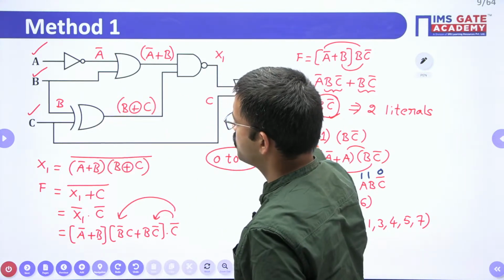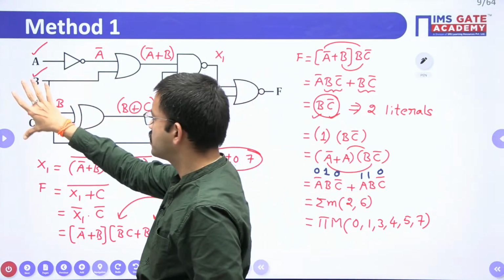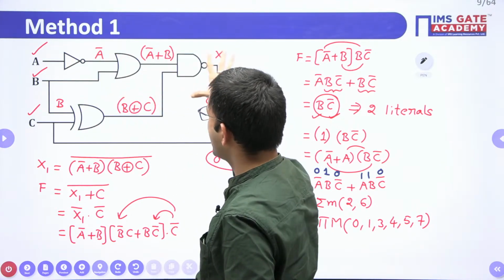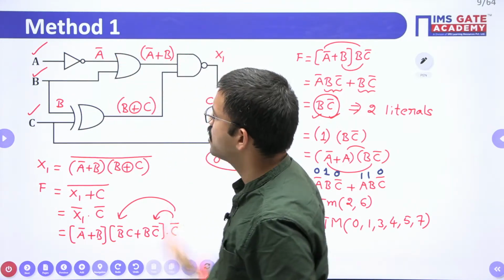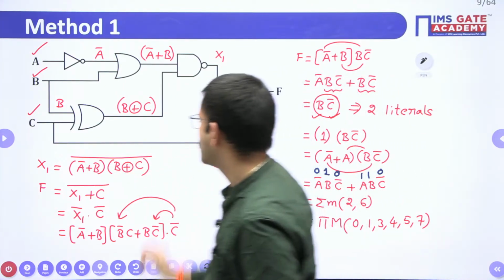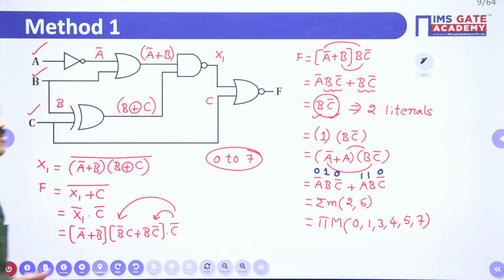This is the conventional approach. Whatever variables they have given, for each and every stage, whatever logic gates you are having, accordingly we have written the corresponding logical output function, and then we have simplified with the help of De Morgan's law and other basic laws of Boolean algebra.